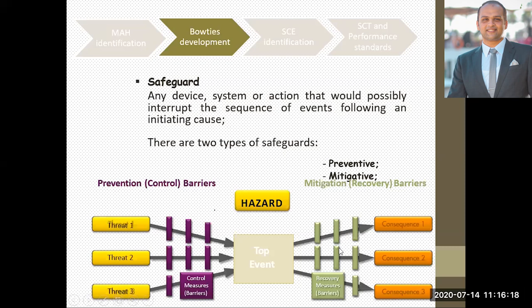And these ones can be named as control ones, which are preventive. So you are preventing the top event from happening. But in case the top event happens, we have loss of control already or loss of containment already. So we have some mitigative barriers.